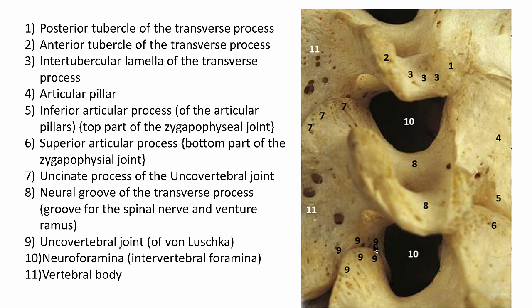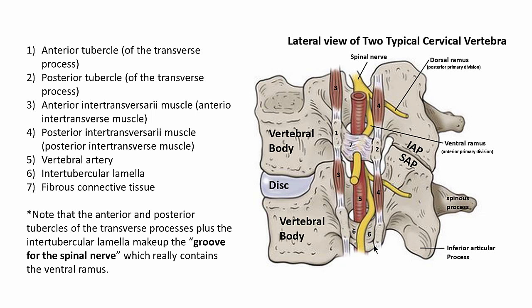I'm going to give you the PowerPoint or the PDF version of the PowerPoint too, so I'm not going to spend too much time here. The only interesting thing I wanted to show here, the intertransversarii muscles, there's an anterior and posterior division of them. They actually connect to those tubercles. So that's how you get some lateral bending motion of the cervical spine. And then notice that there's a nice little ligament here, the fibrous connective tissue, that actually kind of stabilizes the ventral ramus, aka anterior primary division, as it goes through the neural canal there.